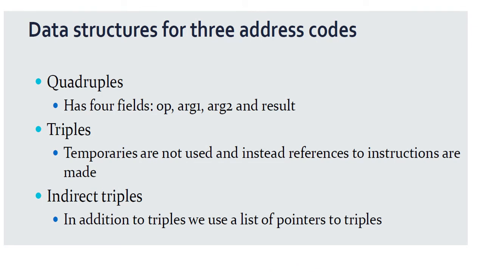Now in short, the data structures for 3-address codes are quadruples, triples and indirect triples. Remember these points. Quadruples have 4 fields: operator, argument 1, argument 2 and result. In triples, we have 3 fields: operator, argument 1 and argument 2, with no intermediate result. In indirect triples, we keep triples and an array of pointers to triples.